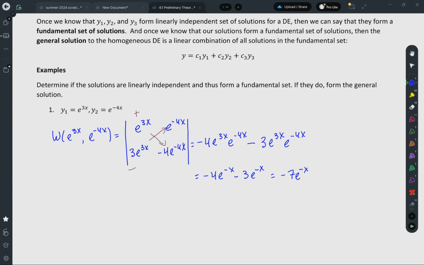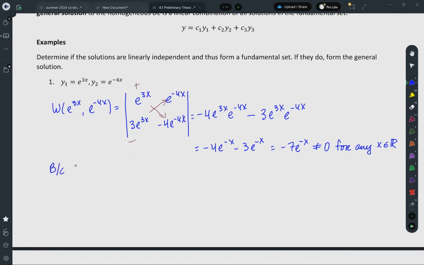Now, e to the minus x is never 0 for any x in the real number system, right? You can raise e to any number out there and you will never come back with 0. The exponential function has a horizontal asymptote at 0, so that means we're safe. And because the Wronskian does not equal 0, we say y1 and y2 are linearly independent.